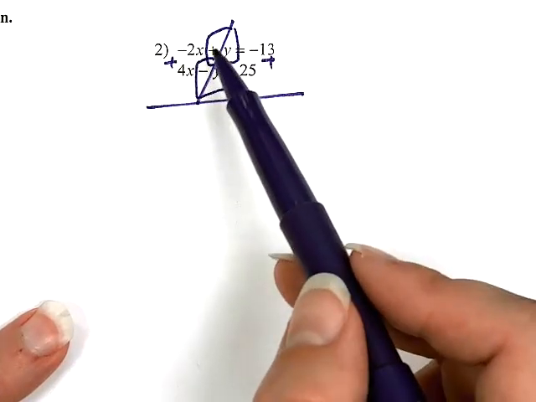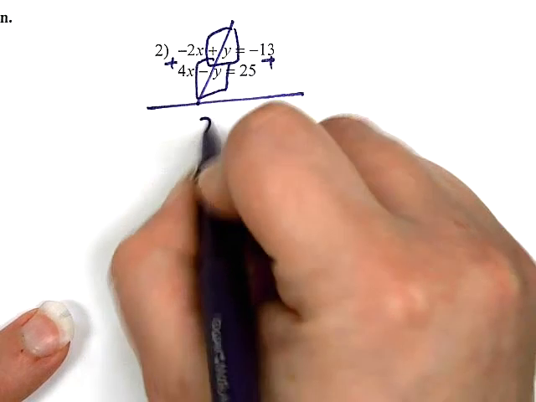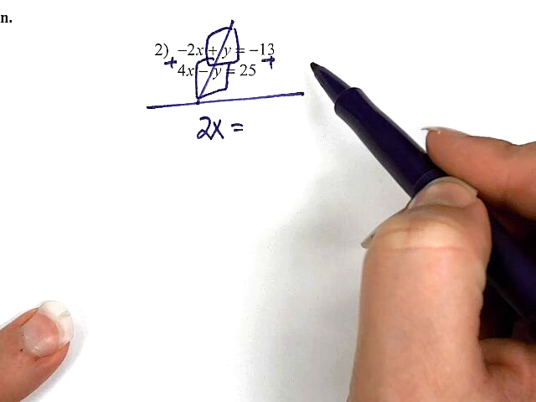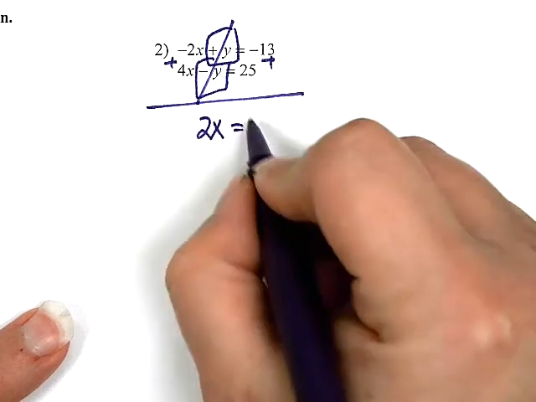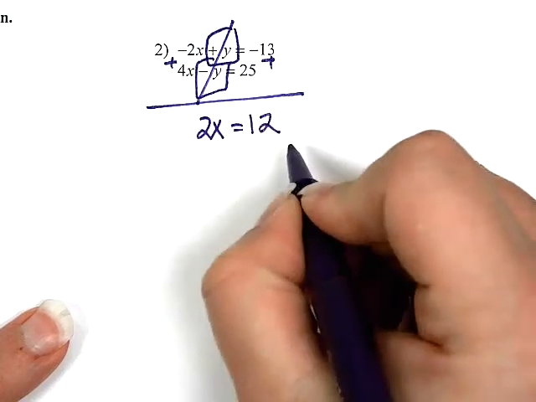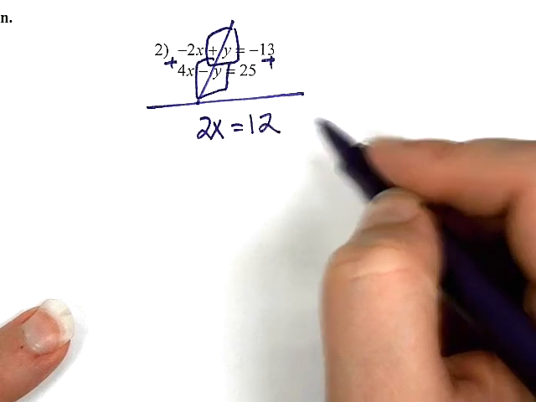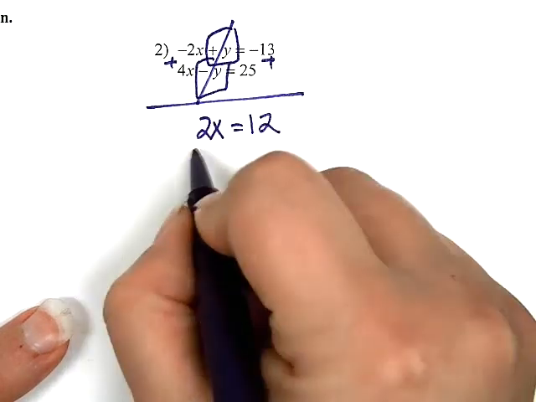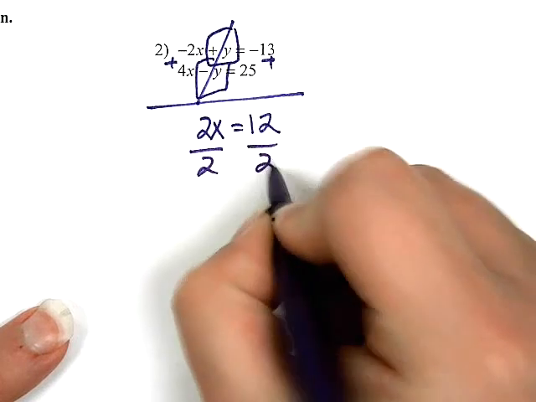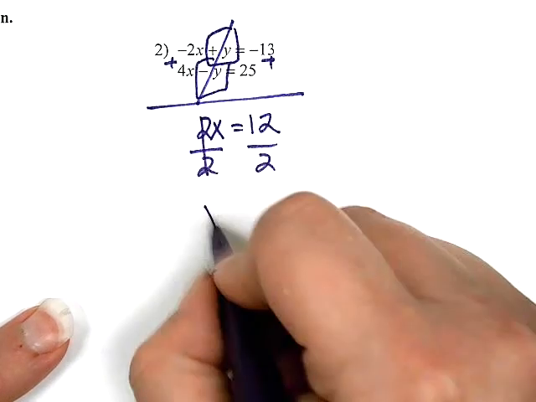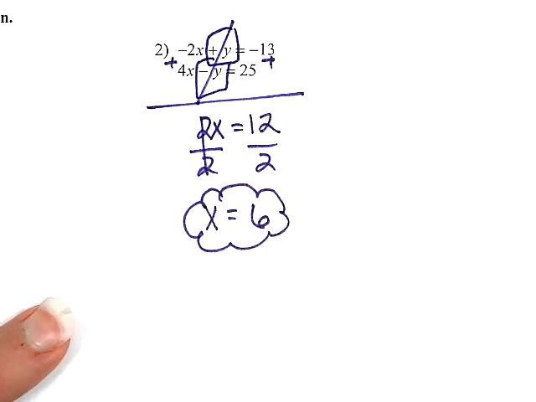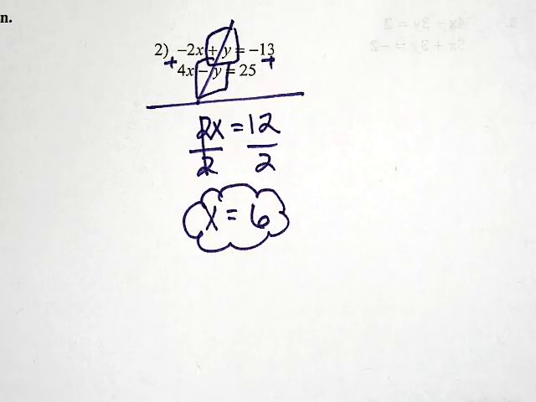Negative 2x plus 4x gives me a 2x. And negative 13 plus 25 gives me 12. Okay, and now if we look, I have no more y. I eliminated the y, right? I can solve for x. So now I'm going to divide by 2. All right, get rid of my best friend, and I get x equals 6. And I'm halfway done with my problem already, because now I have half of my answer.